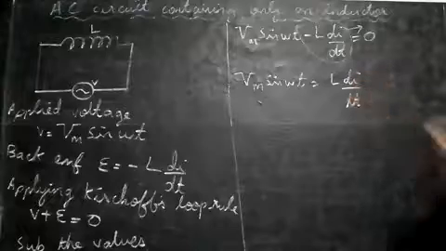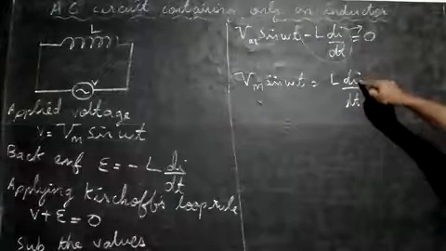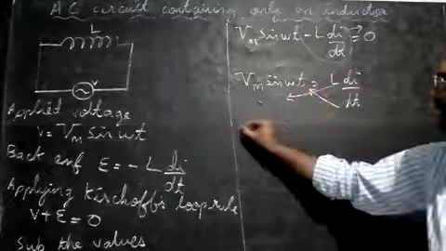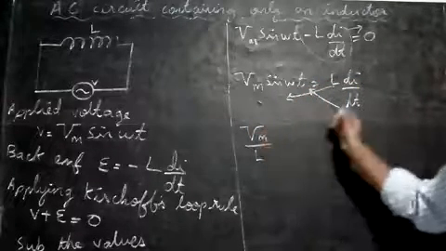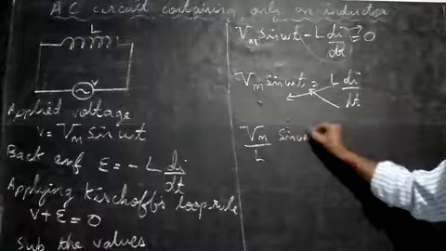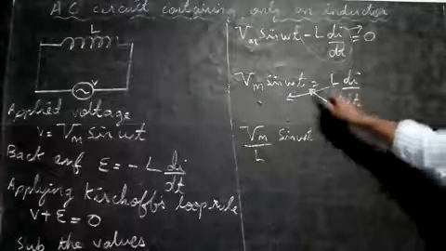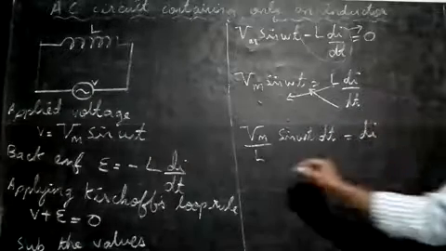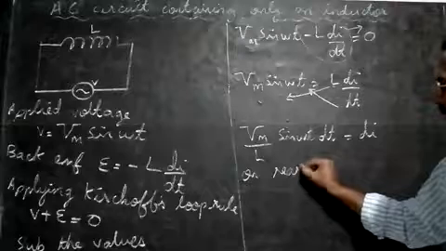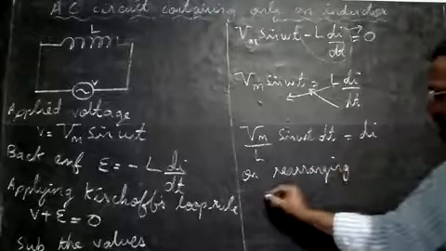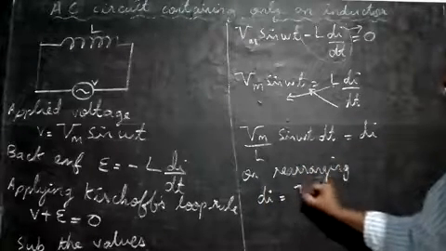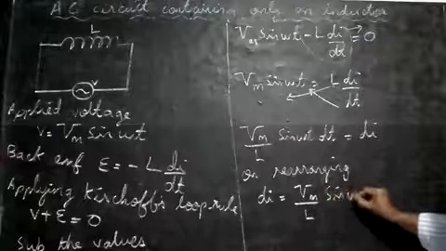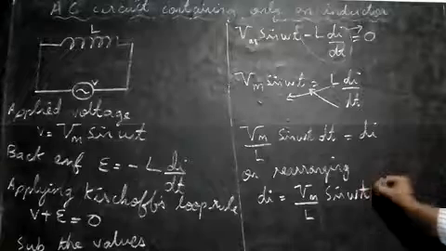Now our aim is to find this di only. So cross multiply: dt goes upwards and bring the L downwards. So what we get is Vm by L, sine omega t, multiplied by dt, equal to di. Now on rearranging, we get di is equal to Vm by L into sine omega t dt. This step we'll get.